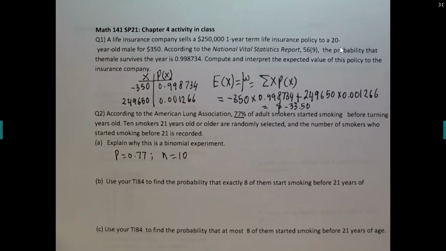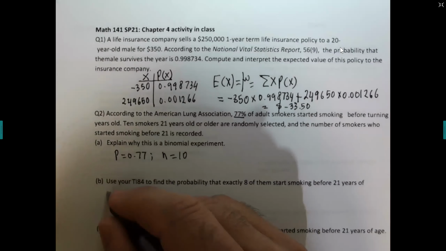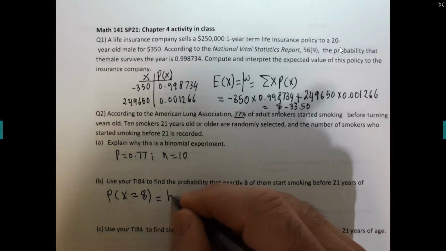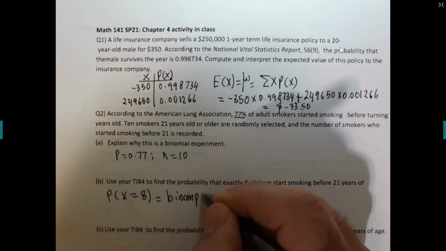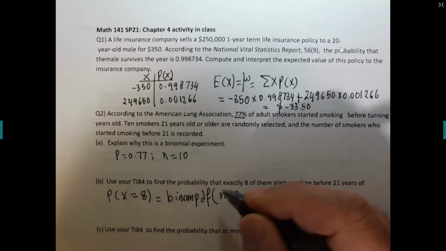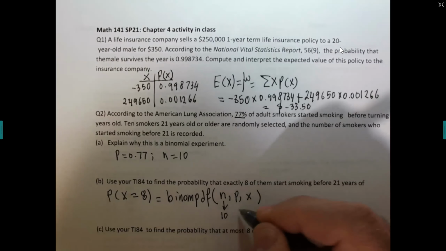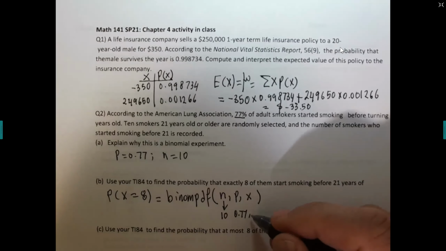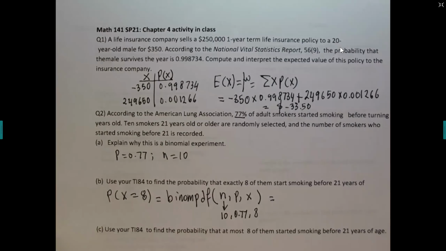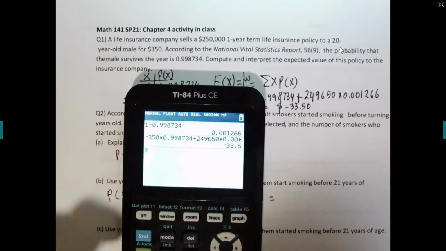Use your TI-84 to find the probability that exactly 8 of them started smoking before 21 years old. So he wants a probability of X equals 8. You still remember the feature? It's binomial PDF. And you put N, P, X. Let me just write it down so you know what I'm doing. N, guys, here is 10. P is 0.77. And X is the one in the question, which is 8. And here's how you do it on the calculator. Second, variables.